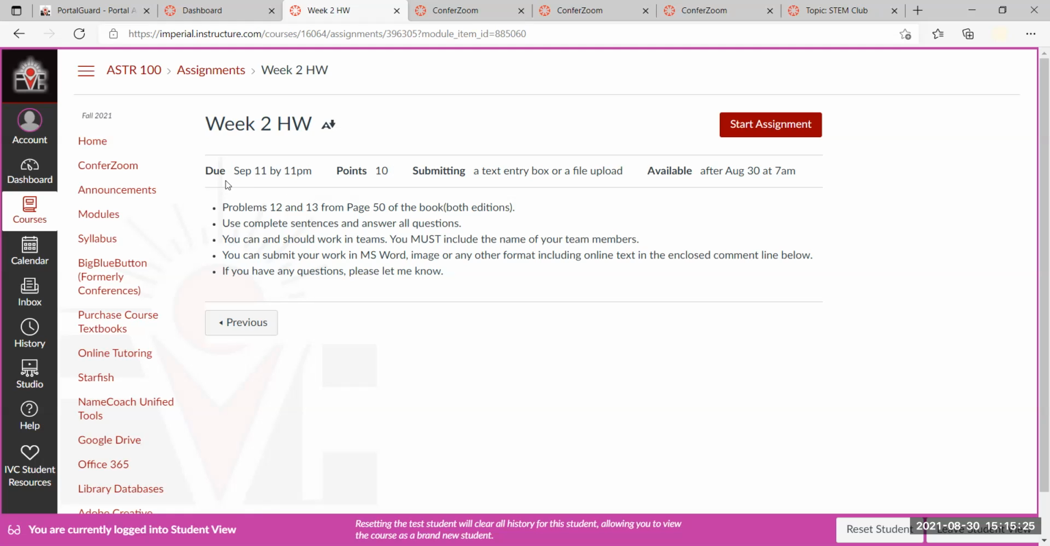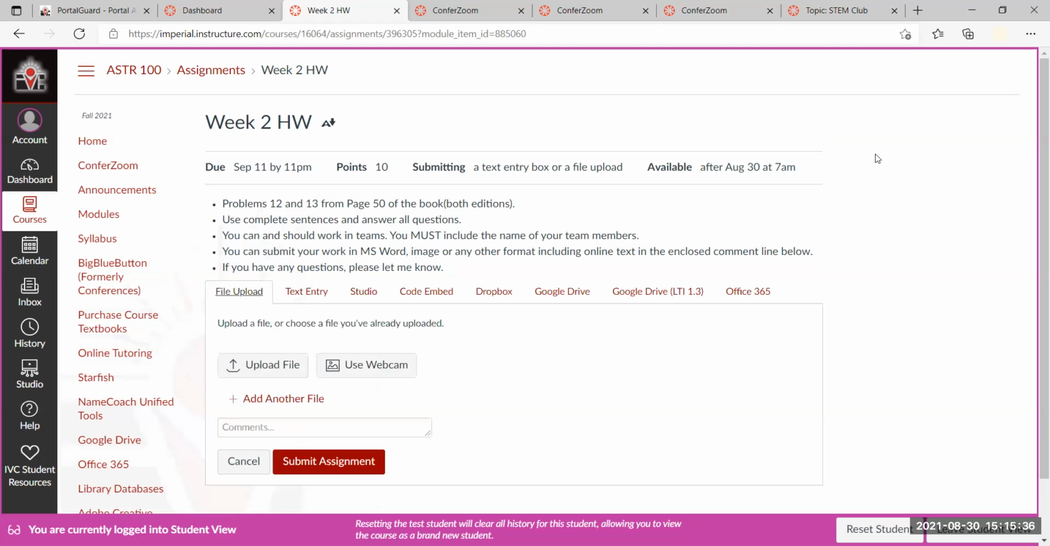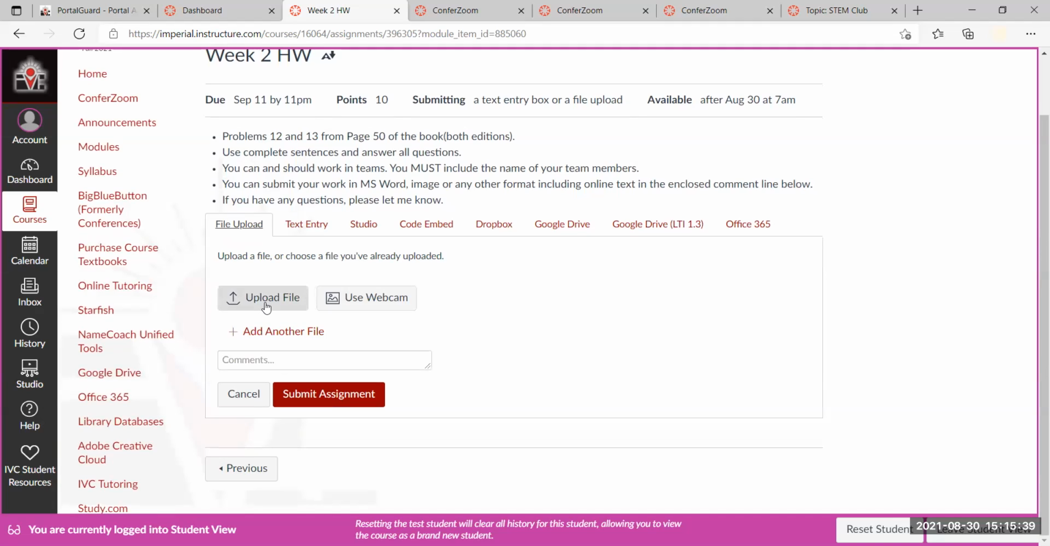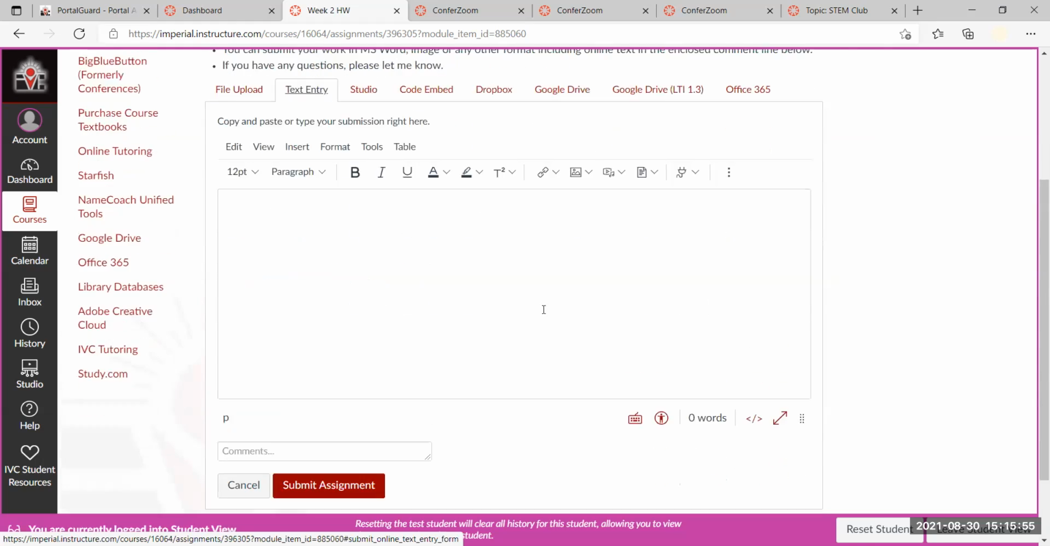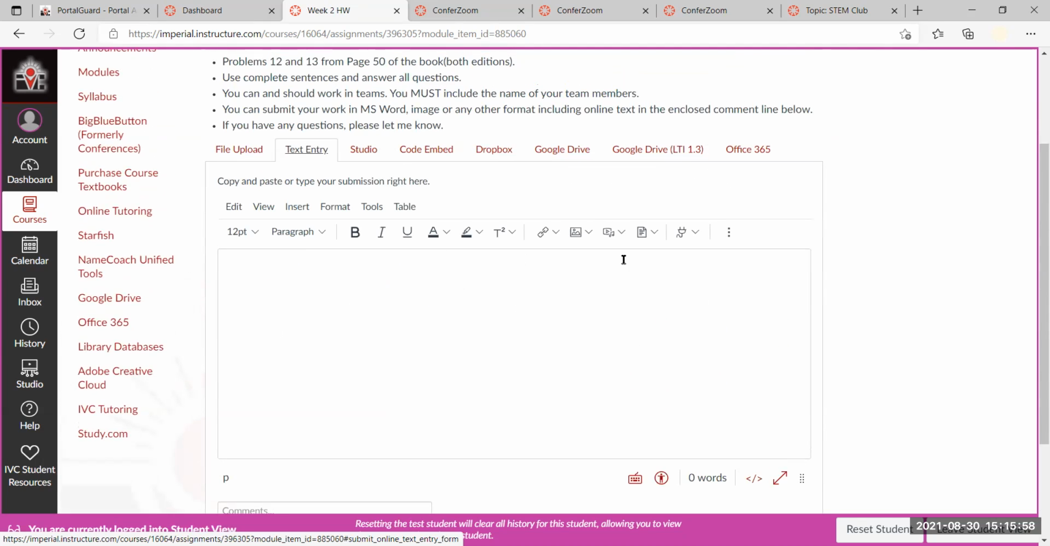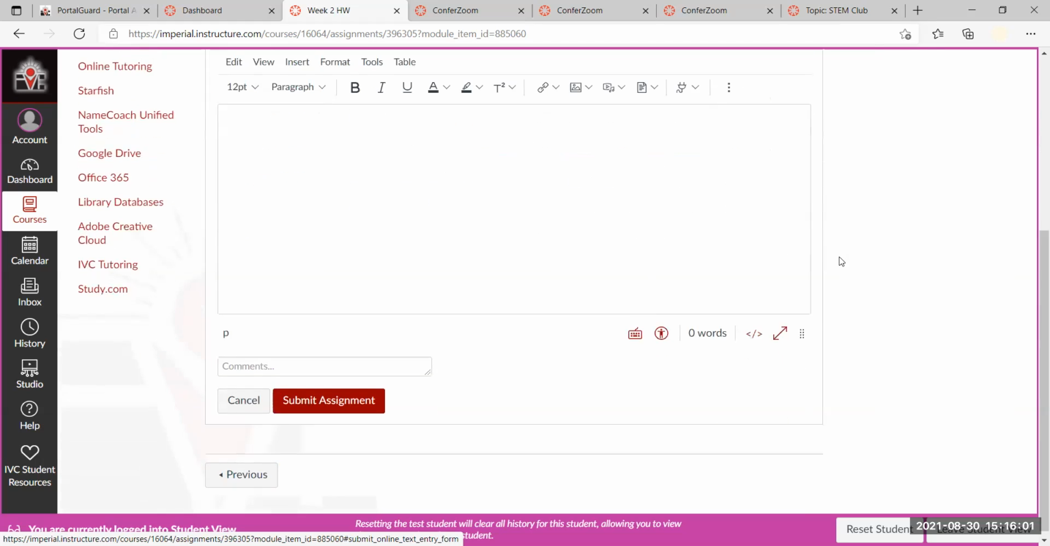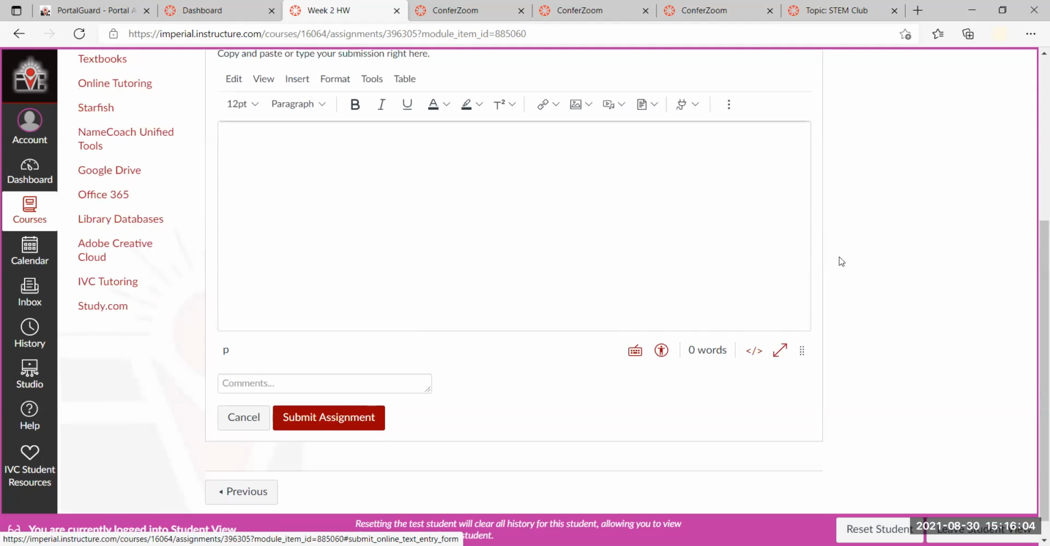It's due on Saturday, September 11th by 11 p.m. That's when the assignment is due. If I started right now as a student, let me show you something slightly different than what we've been using. If I started as a student, I have the option to upload a file, or use the webcam to upload a video. Okay, post my answer there, or insert it in here. So you have all kinds of options, including text entry. However you want to upload your file.